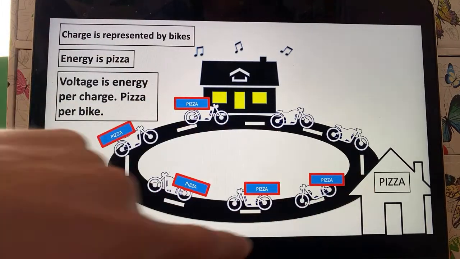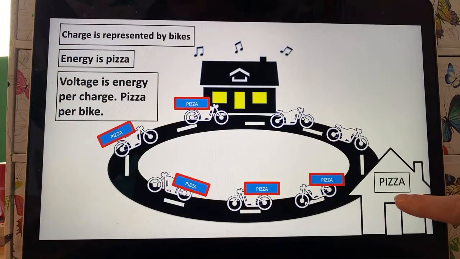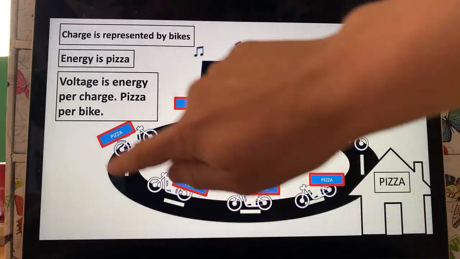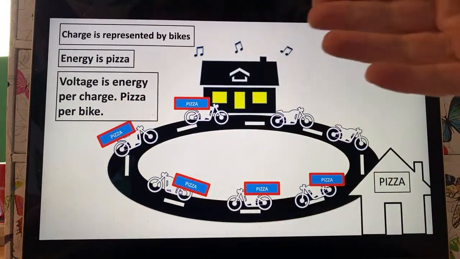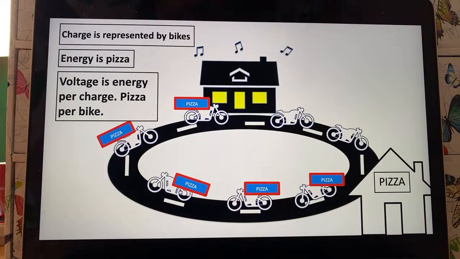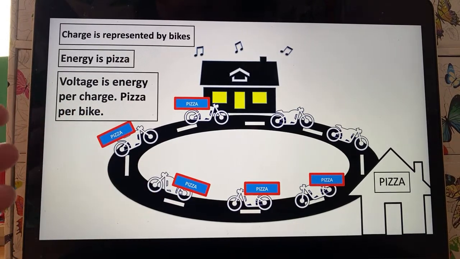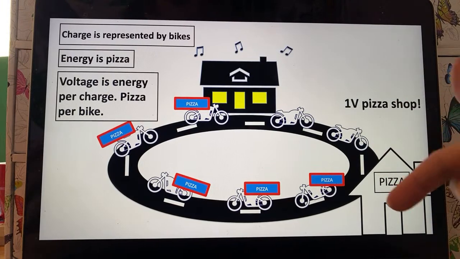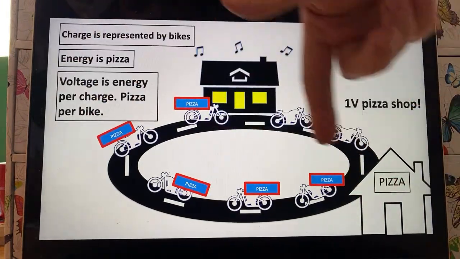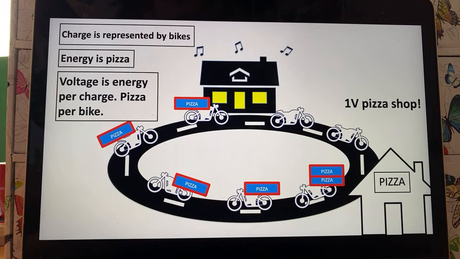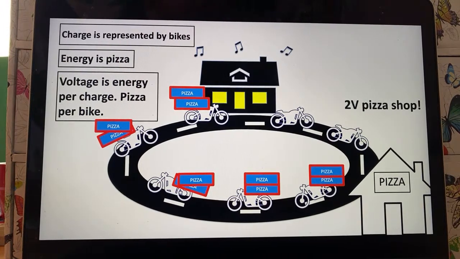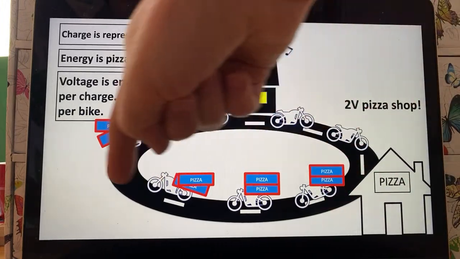We've said before, slightly shamefacedly, that if this was a circuit, then the charges would be the bikes, the energy would be the pizza, right? The battery gives energy to the charges which flow around, and the voltage is the amount of energy per charge, right? So voltage is, in this case, the amount of pizza per bike. So this would be like a 1-volt pizza shop, is that all right? It's giving 1 joule of energy to each charge. And if we add another pizza onto each bike, then we've got a 2-volt pizza shop, yeah? 2 joules of energy per charge.